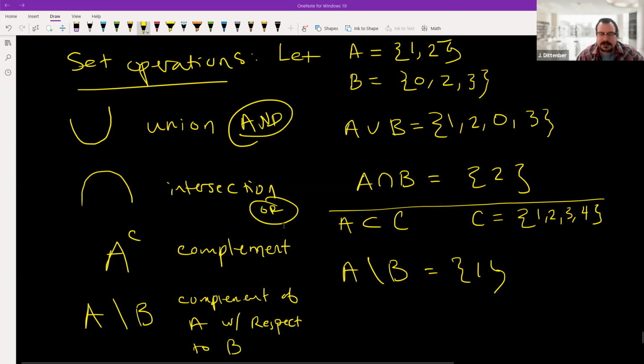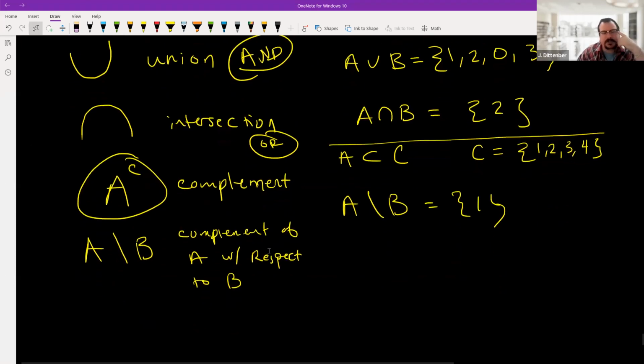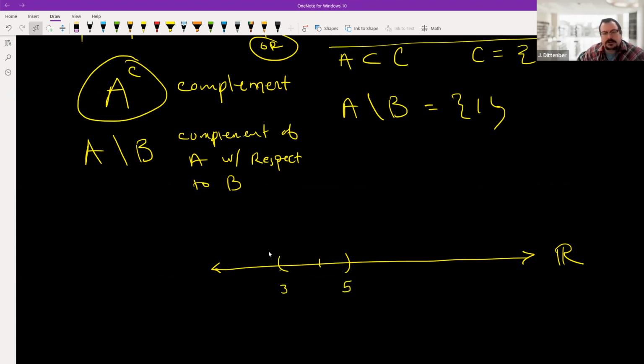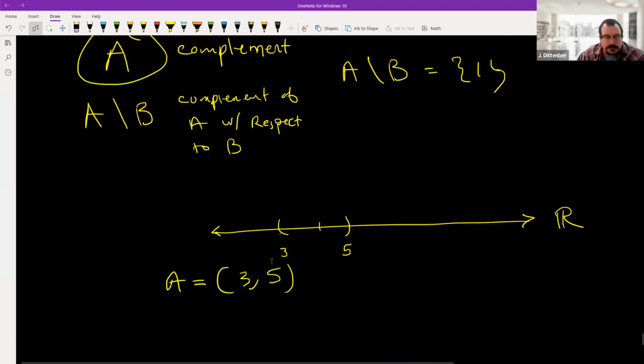Okay. So not A is everything that's not in A. I guess we see this a lot if we have intervals. So let me give an example of this. Most of you probably already understand the real number line. So here's the real number line. Suppose I define A to be the set here, where this number is 3 and this number is 5. So suppose I said A is equal to the open interval from 3 to 5.